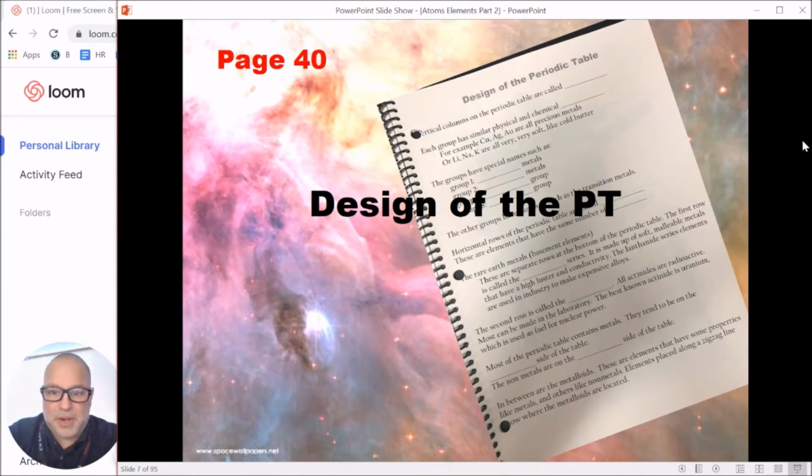Hi everyone, today we're going to talk about designing the periodic table.